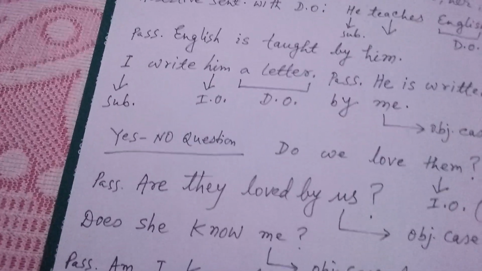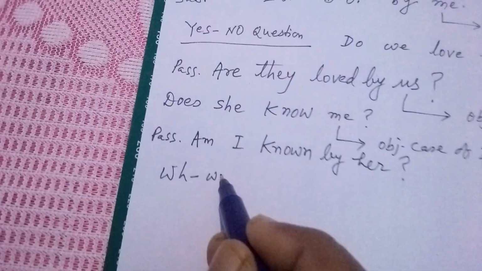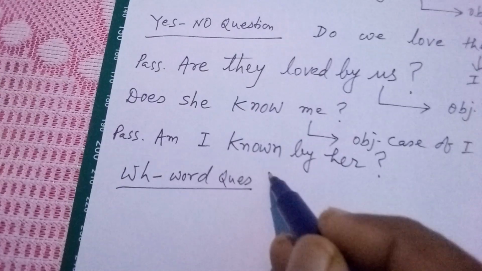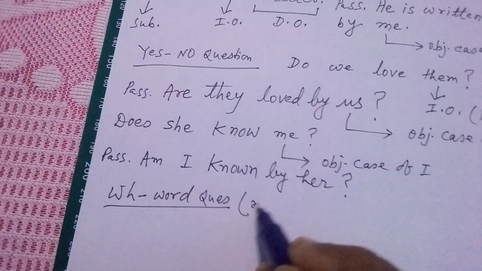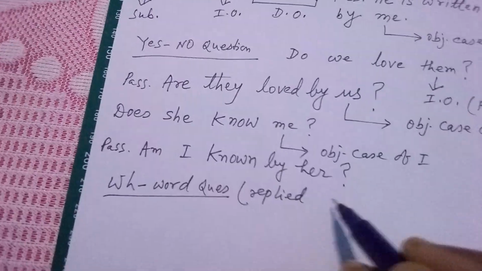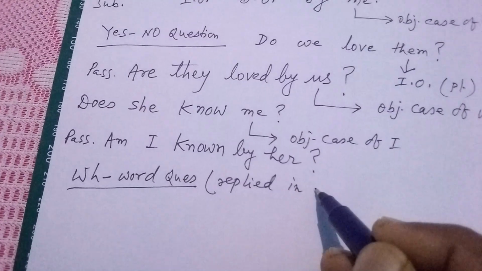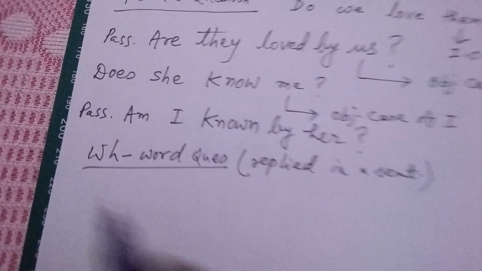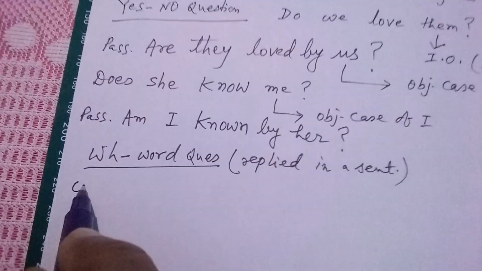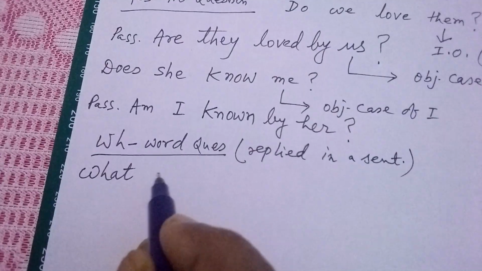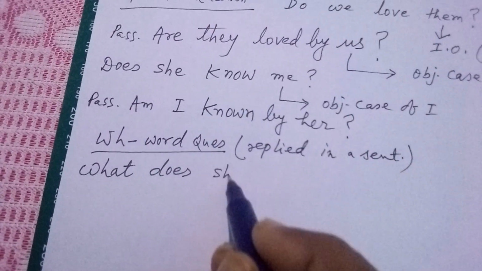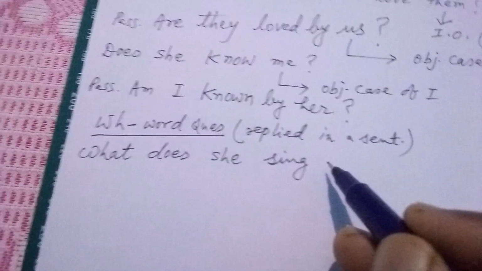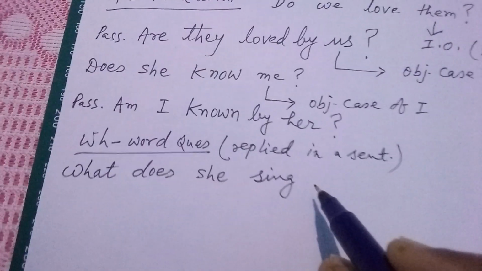Now, next is WH word question. That means it is replied in a sentence without yes no. Suppose, what does she sing? What does she sing?